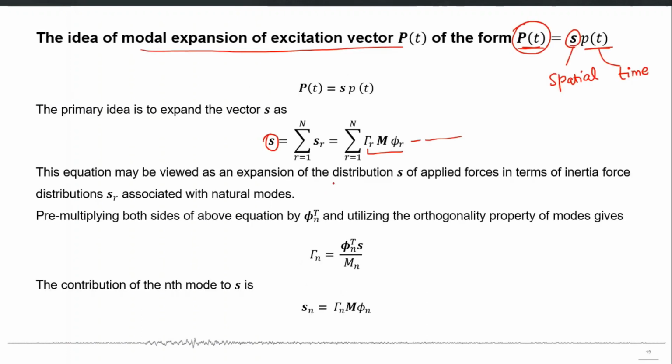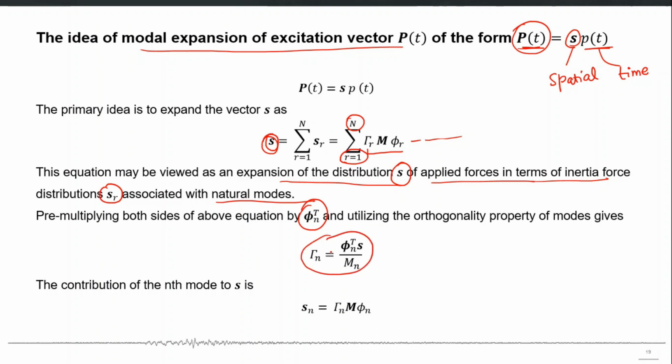So I again come back to the same slide, where I have expanded this S as a sum of contributions from different vibration modes, n equal to 1 to N. This is the summation. So this equation can be viewed as an expansion of the distribution S of the applied forces in terms of inertia force distributions Sn associated with natural modes. So we can pre-multiply this above equation by phi n transpose and use the orthogonality property of mode shapes to come up with this expression.